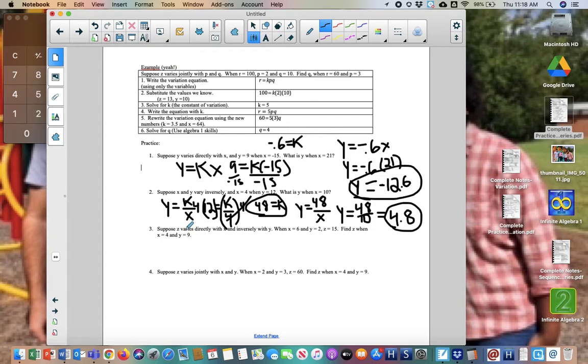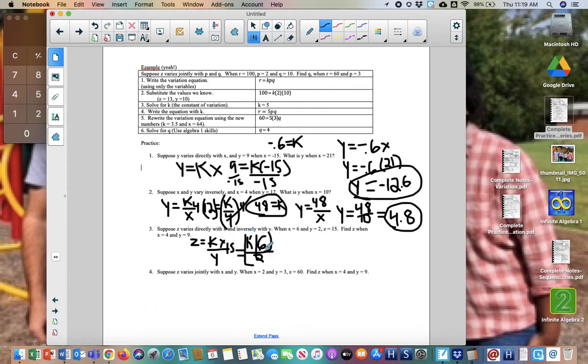All right, suppose z varies directly. So here we go. Z varies, and then I'm always going to have my k there. Directly with x, that's multiply, and inversely with y, so that's divide. So now here we have 3 variables, not just the 2 that we had in questions 1 and 2. Okay, when x is 6, I'm going to plug a 6 in where I see the x. Again, I'm not going to know k. I don't ever know k to start in general. And then it says y is 2, so I'm going to put a 2 for where y was. And z is 15. I need to solve for k.